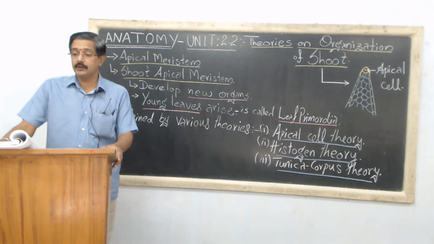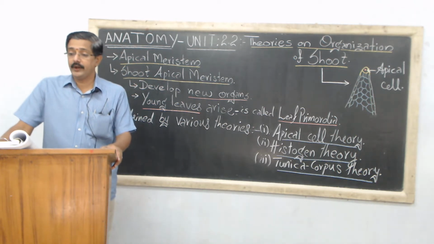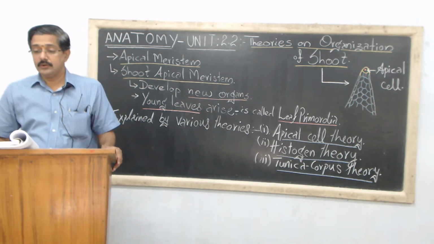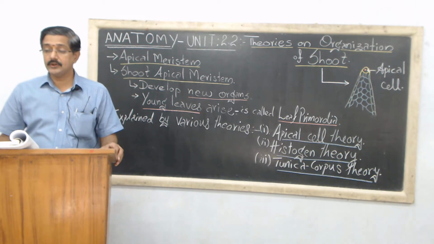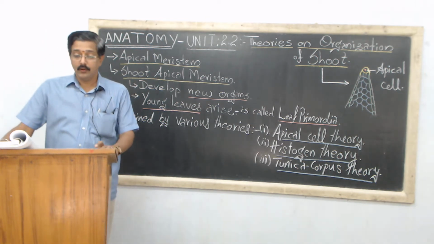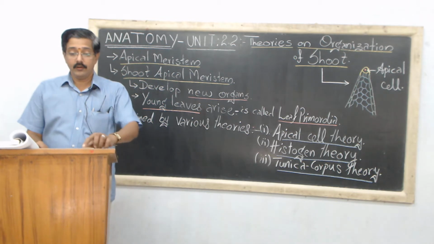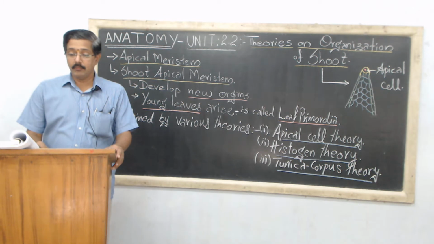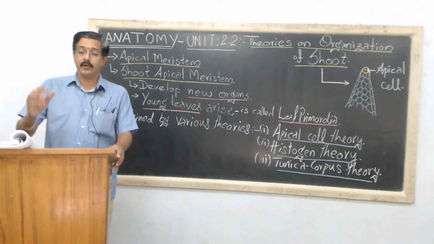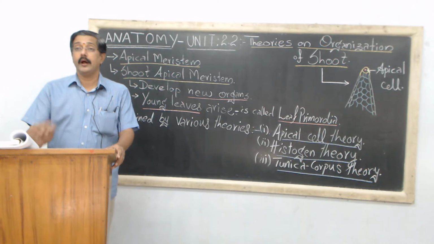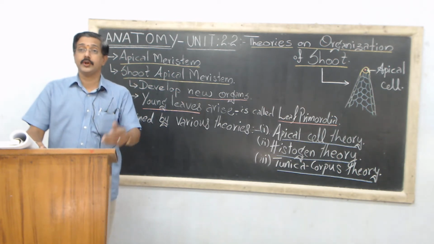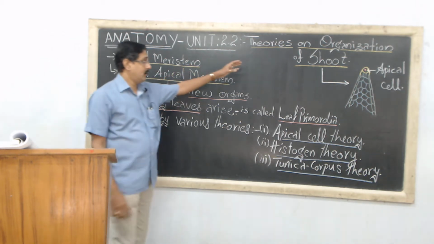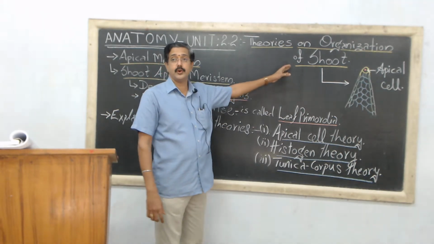So, in the previous unit, we studied the organization of tissues, meristematic tissues, and their characteristic features, functions, and classification. In classification of meristem, we heard about apical meristem, intercalary meristem, and the lateral meristem, and also primary and secondary meristem. So here in this unit, it contains the theories on organization of shoot.